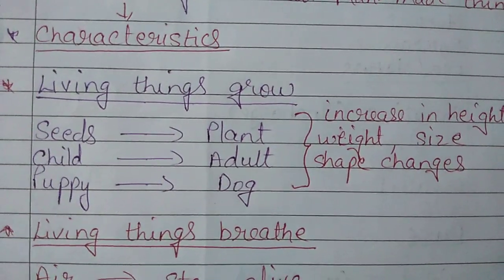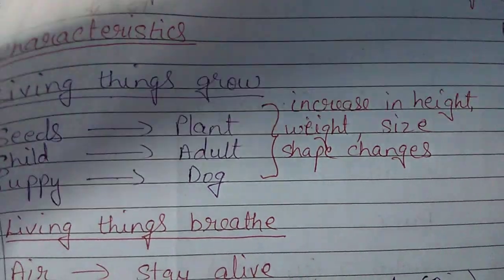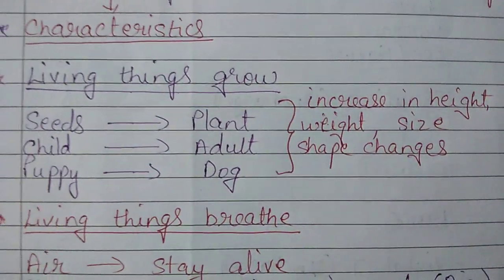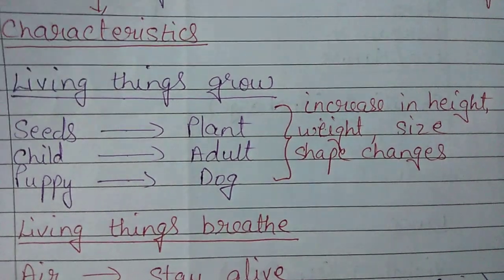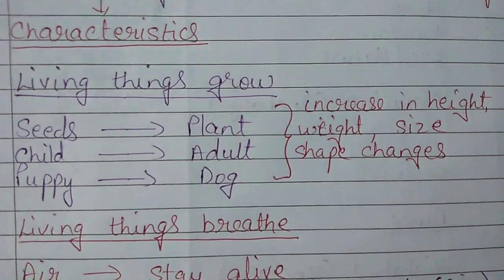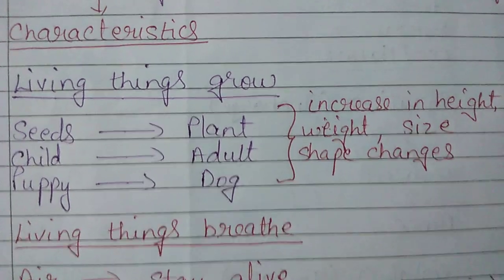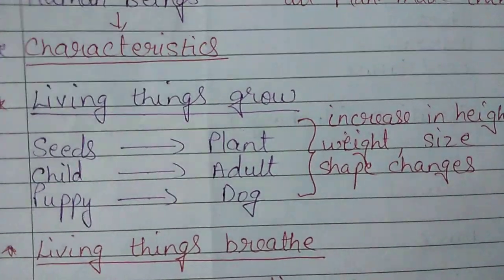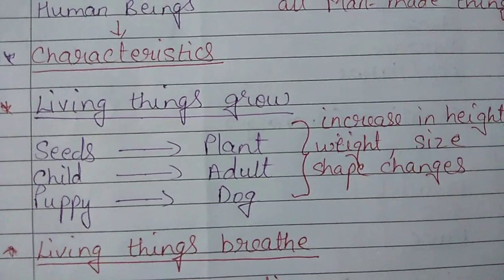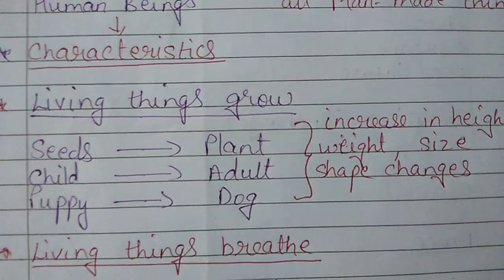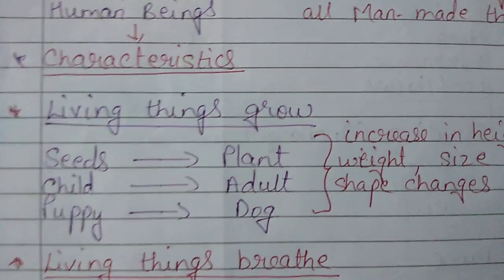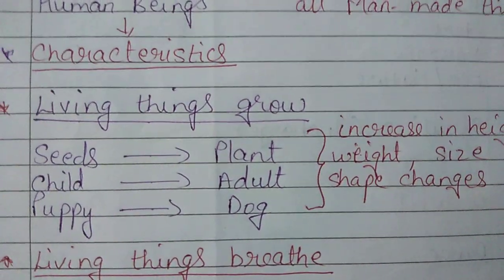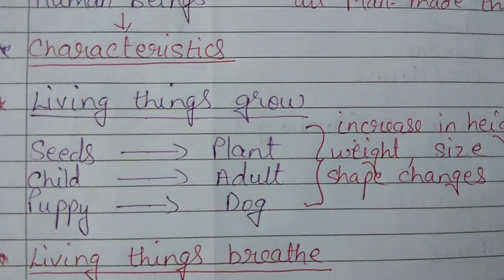Similarly, when a child is born, you can see that its height, its weight, everything is constant, and after a time it changes, it increases, right? Similarly, a puppy, which is an animal, grows into a dog. Its height increases, its weight changes, size changes, and also shape changes. Okay, so living things have this characteristic, this property that they grow. All living things do grow.